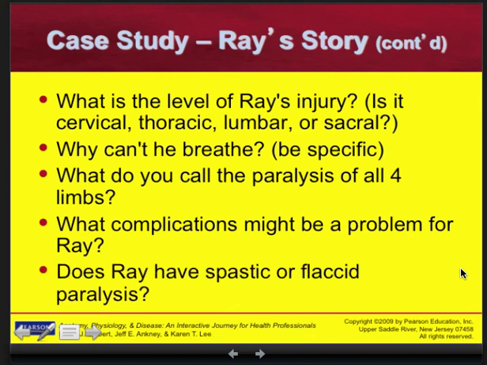Ray has what we would call flaccid paralysis, where we have essentially no response of the muscular tissue as a result of innervation. So this is not a good situation.